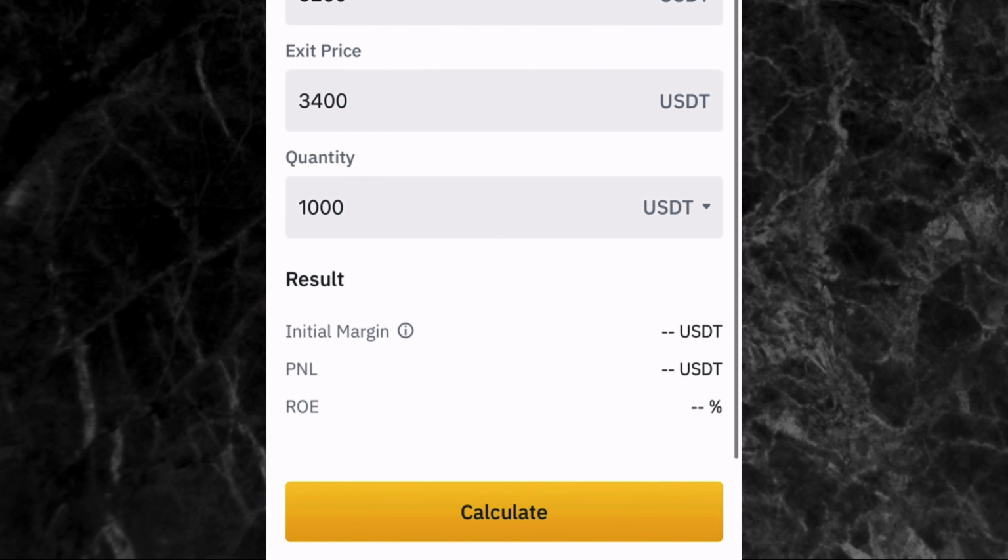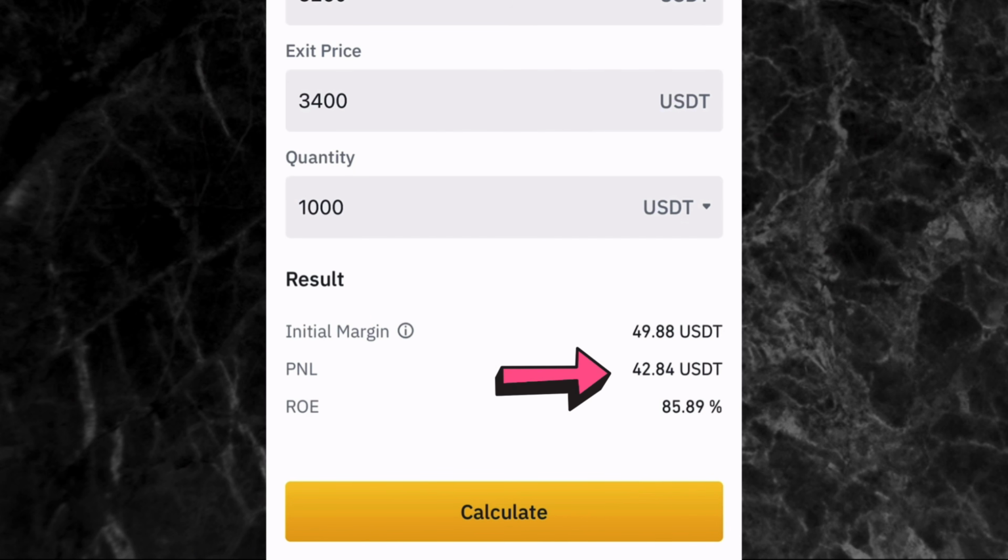So it means that once I tap on calculate at the bottom side of the screen, it's going to show me the amount of money I need and then the profit I'm going to be making. So let me just tap on calculate. So you can see right here, initial margin is $49. So it means that I need $49 out of my own money, and I'm going to be able to enter this trade with $1,000. So you can see the power of leverage. With just $49, I can enter this $1,000 trade. And that's because I picked 20x leverage. And the profit and loss, I can see, is 42 USDT. So I'm going to be making 42 USDT, and the ROE is 85%.